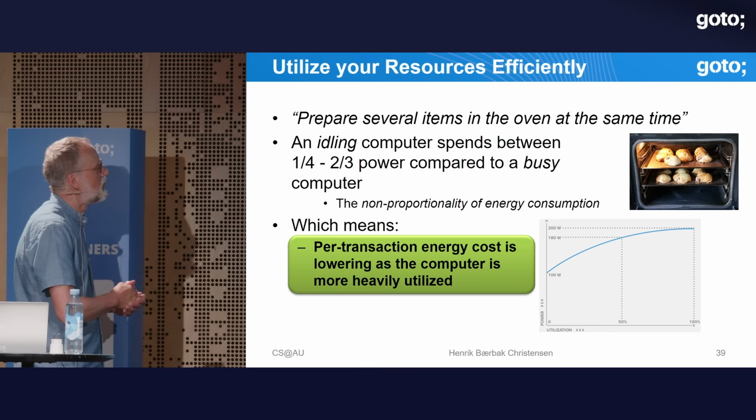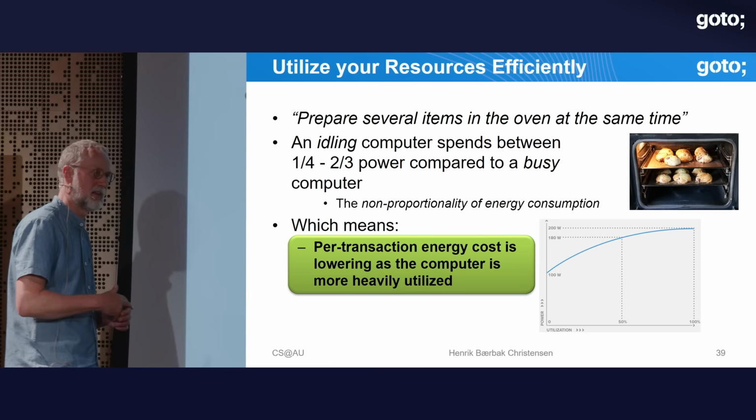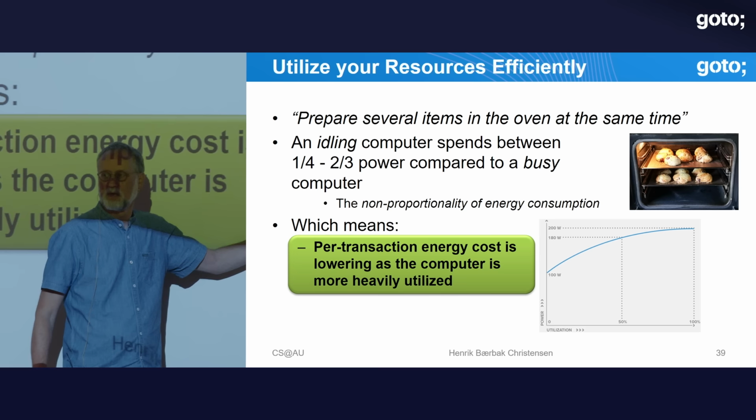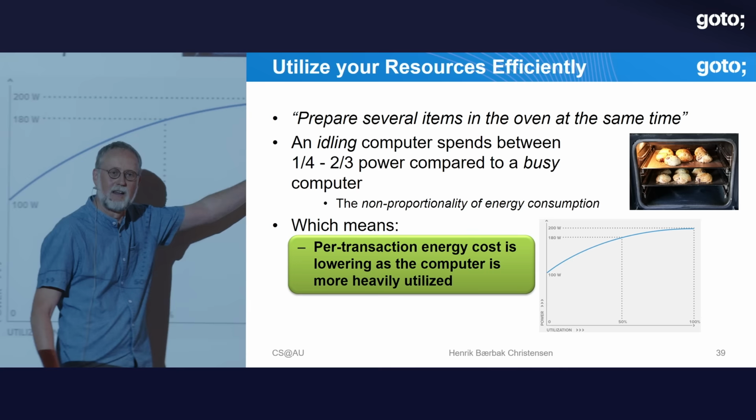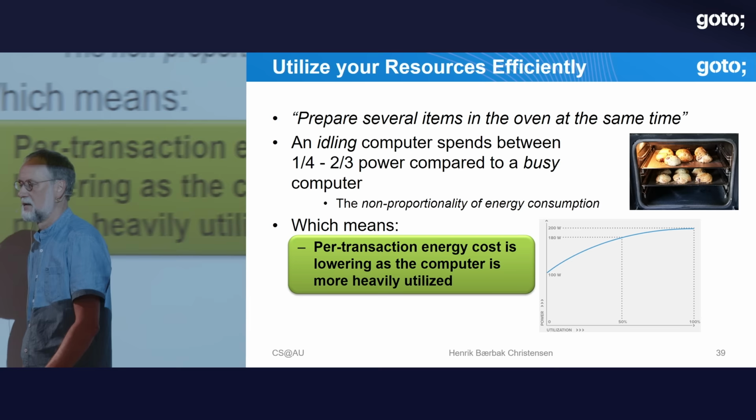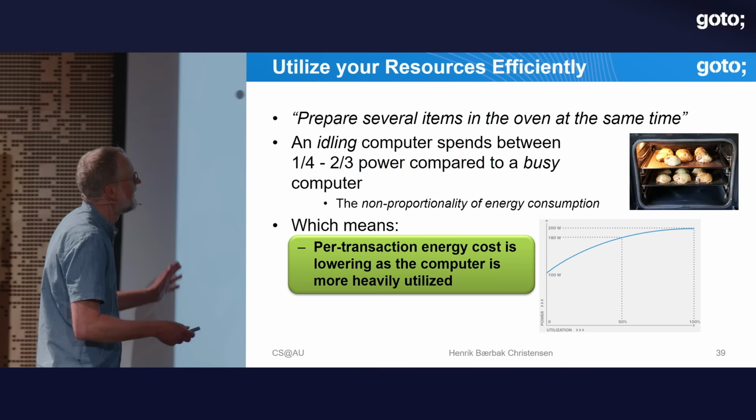One thing that's extremely important to know about is the non-proportionality of energy consumption. That basically means a computer that's doing absolutely nothing may spend 100 watts, and when it's running at full power, CPU at 100%, it's running 200 watts. And what does that mean? That means it spends an awful lot of energy doing nothing. So it should do something, right?